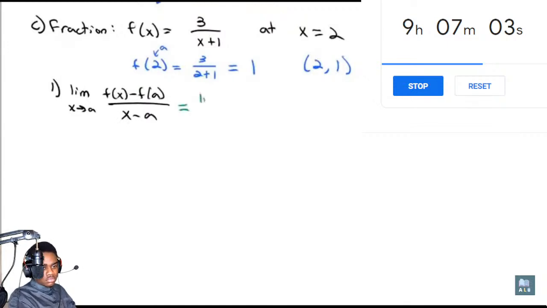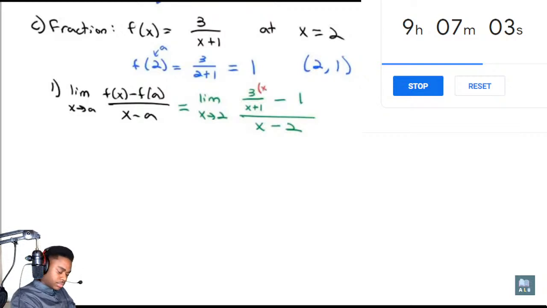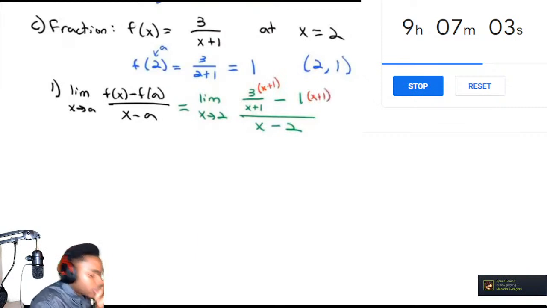So for this function, we're doing the limit as x approaches 2 this time of the function 3 over (x plus 1), minus f of a. We've already found out that f of a is equal to 1, all over (x minus the a, which is 2). Well, what we see here is we've got a complex fraction inside a limit. But we've seen this before. We know we can get rid of that by multiplying by the x plus 1, distributing it through on top and bottom.